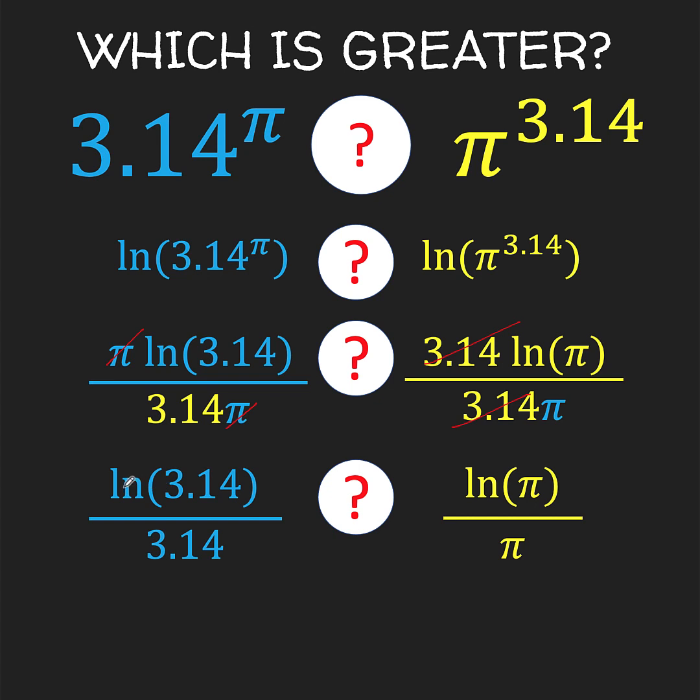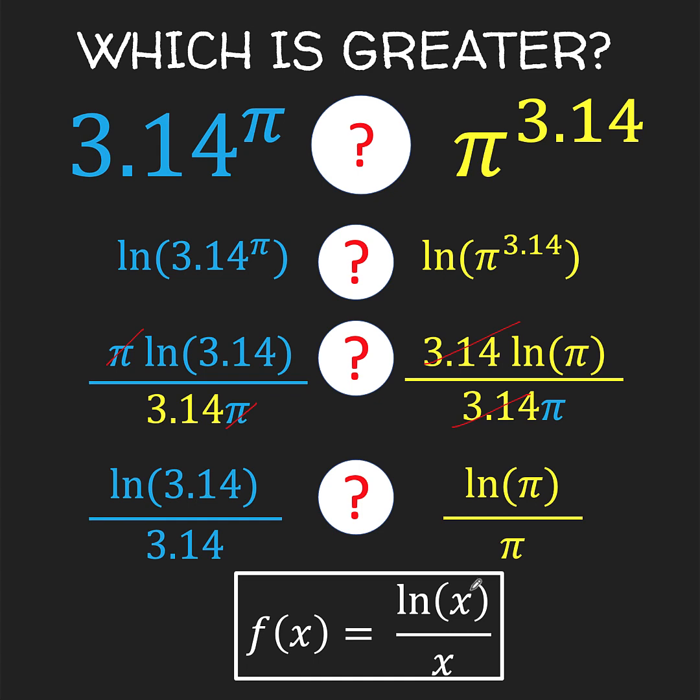Notice now that the form is ln of an input over the same number. The same thing here, ln of pi over the same number pi. So the form now of this function is ln of an input x over the same value x. And in order for us to decide which between this blue expression or this yellow expression is greater, we need to investigate this function. And we need to note that x here cannot be 0, and x also here must be positive because the natural logarithm is not defined for a negative input. So let's put that condition that x must be greater than 0.